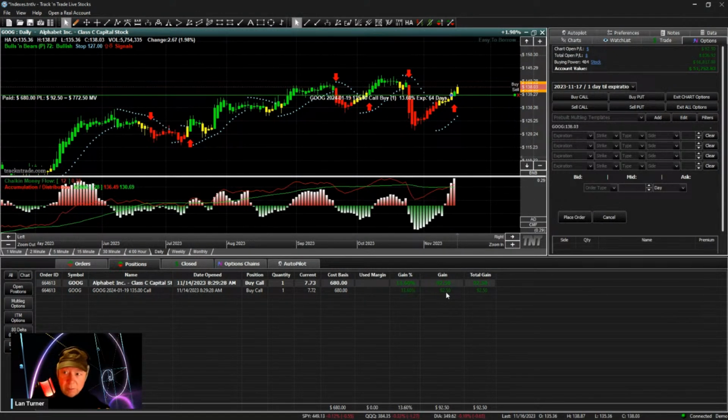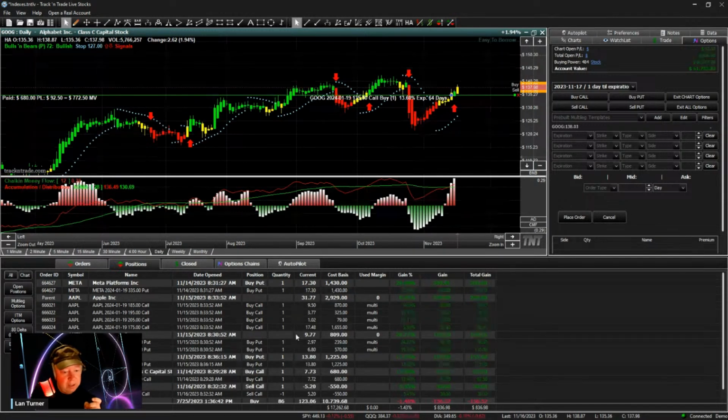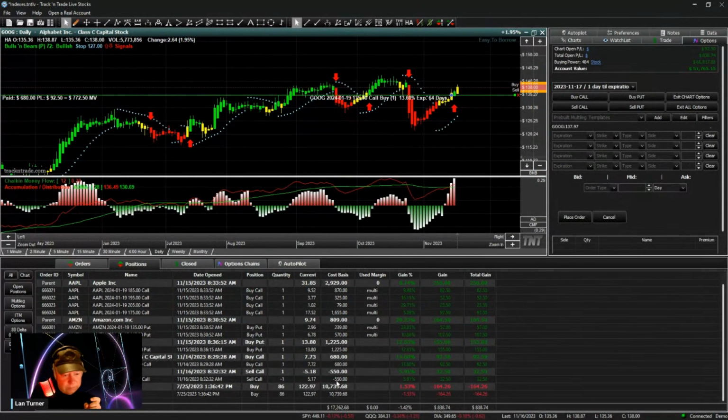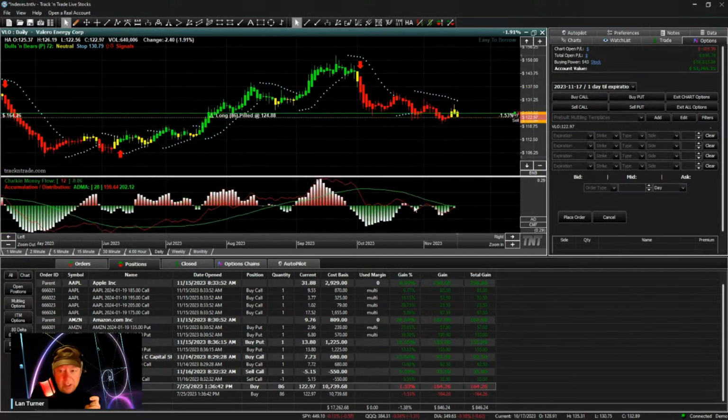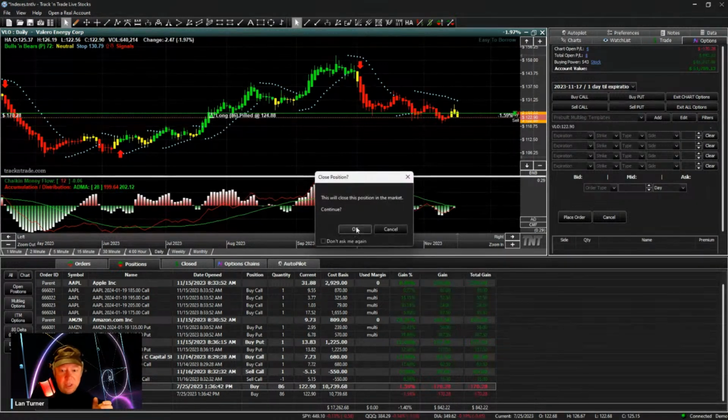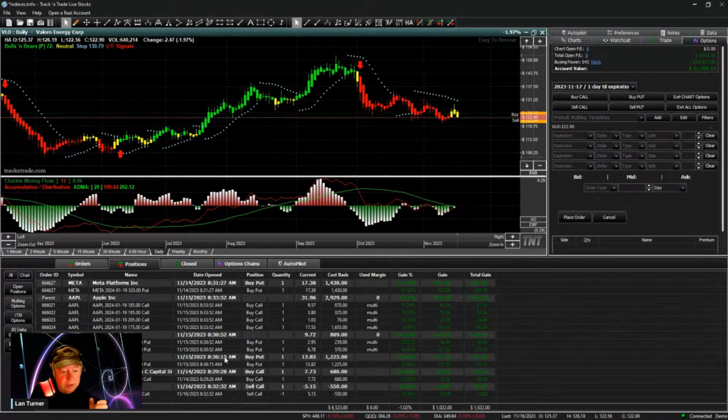So overall, we're up about, on all of our positions, if we come in here and look at all of them combined, we're up. Valero Energy doesn't count because that's not one of our options. That's just one of those leftover positions. Let's just close that out. Just get rid of it because it's not an option. It's not part of our lesson. So we've invested $6,523 overall on all of these markets, and we're up $1,000.